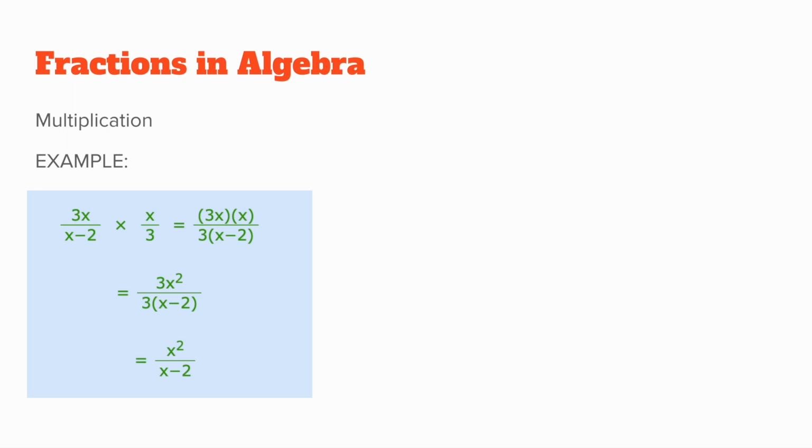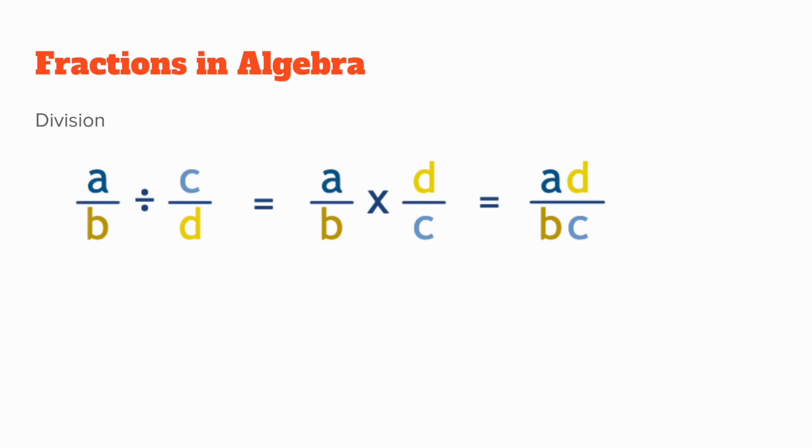Then now let's try with dividing fractions. To divide fractions, we need to first flip the fraction we want to divide by, then use the same method as for multiplying. So when we say the problem is A over B divided by C over D, then we need to multiply A over B by D over C.